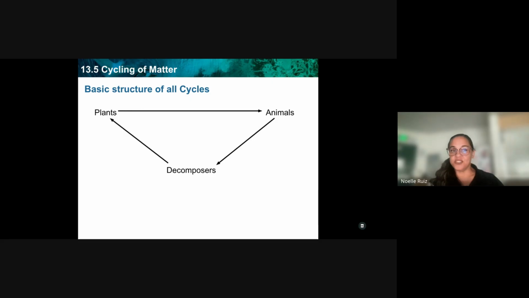So plants give energy to and get eaten by animals. Animals live their life, they die. Their chemicals get recycled back into the ground by decomposers. And they put it back into the soil, and plants suck up those chemicals by the roots, incorporate them into the plant body to get eaten by animals again. And the cycle continues.